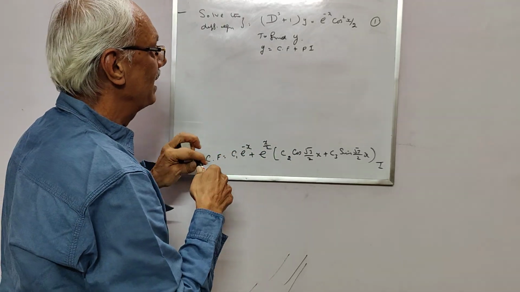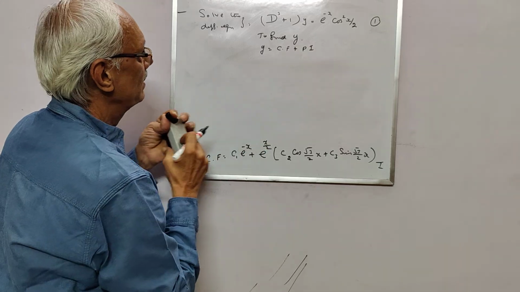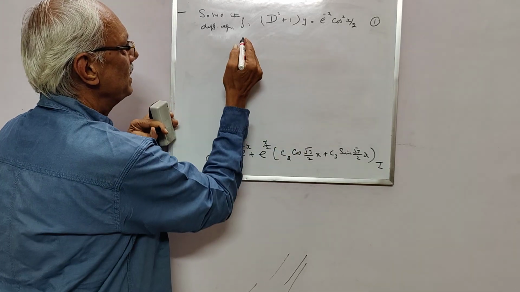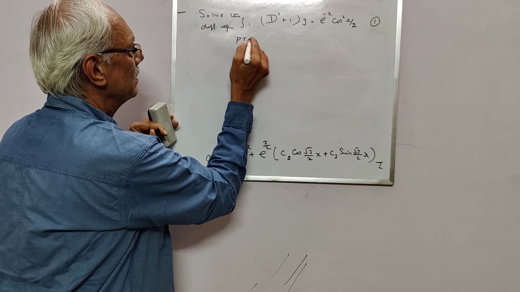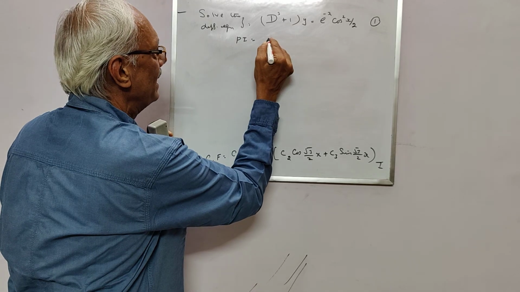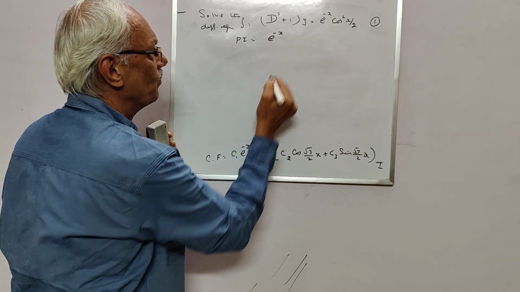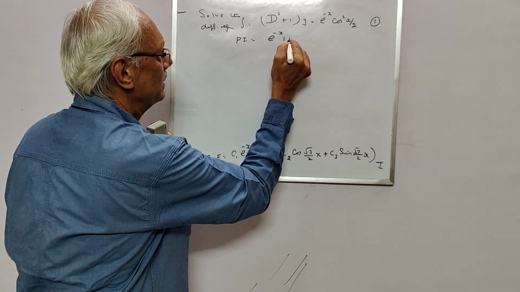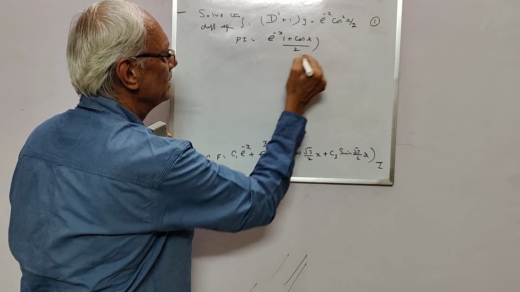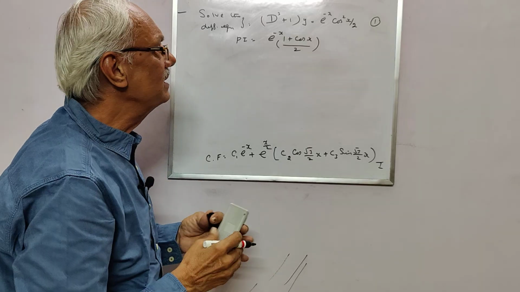See, particular integral I will write here. Here also I will take this above. Particular integral, I will write this as e to the power of minus x into 1 plus cos x by 2. You know why I write this?